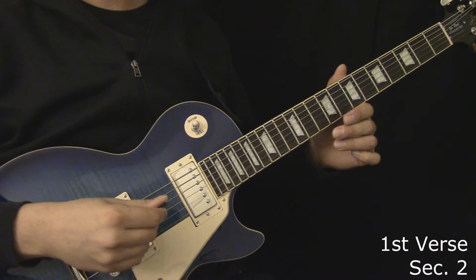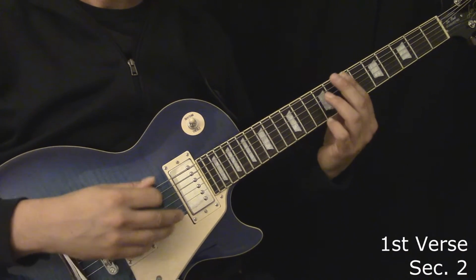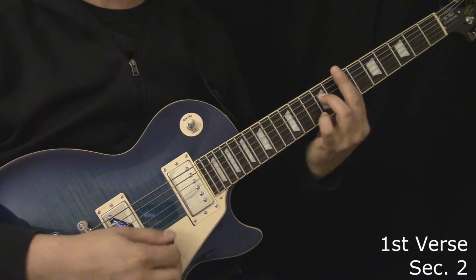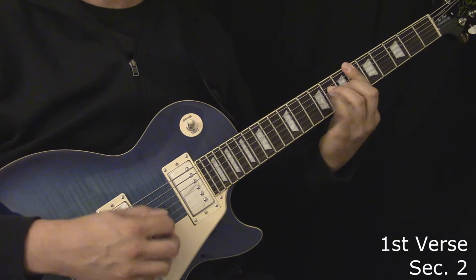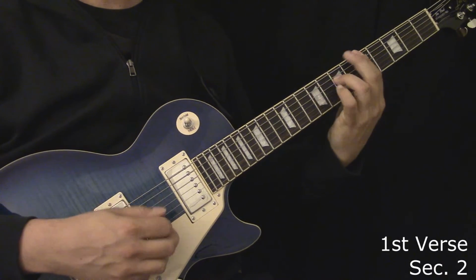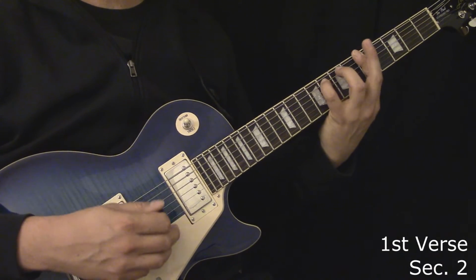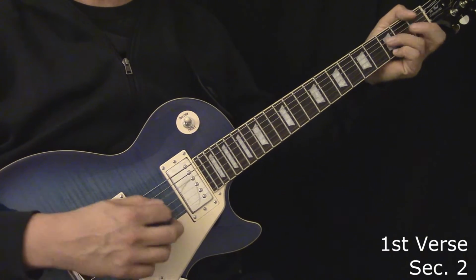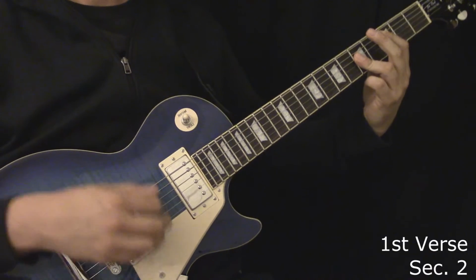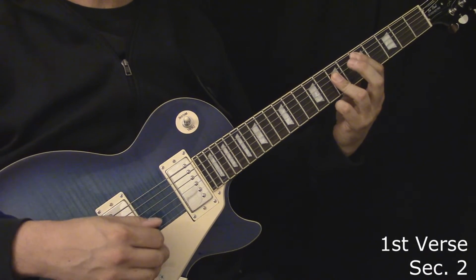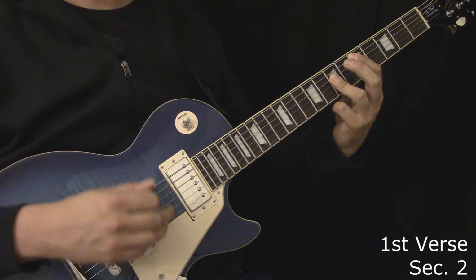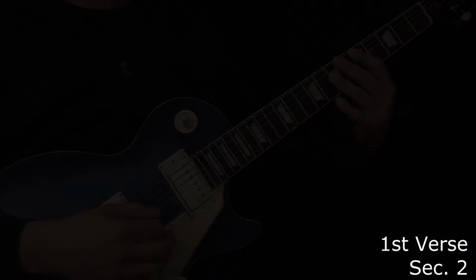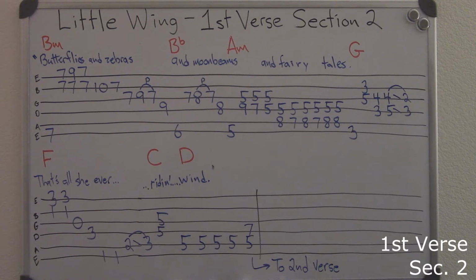Here's section 2 of the first verse played slowly. Butterflies and zebras and moonbeams and fairy tales. That's all she ever thinks about. Riding with the wind. Here's the tablature for section 2 of the first verse.